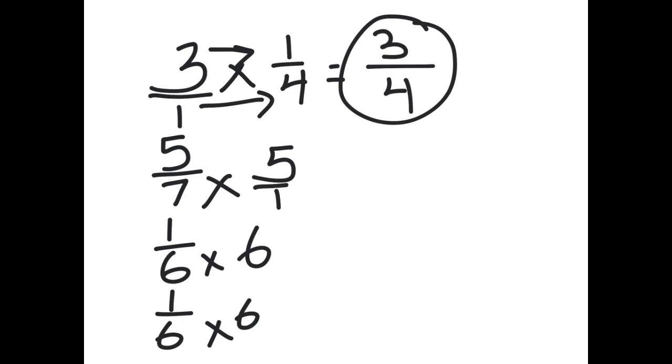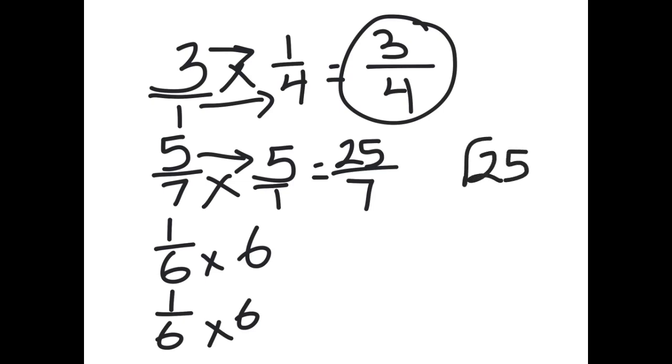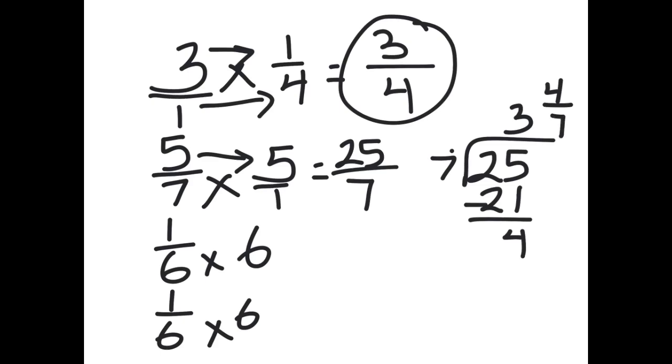Again, I put a 1 underneath. Multiplying my numerators, 5 times 5 is 25. 7 times 1 is 7. Now I have an improper fraction. If you recall from our last unit, our last module in Eureka Math, we have an improper fraction and we need to make that a mixed number. So we're taking 25 divided by 7. How many times is 7 going into 25? 3 times. 7 times 3 is 21. When I take 21 away from 25, I get 4. My remainder becomes my numerator, and my divisor, which is 7, becomes my denominator. So I have 3 and 4/7.